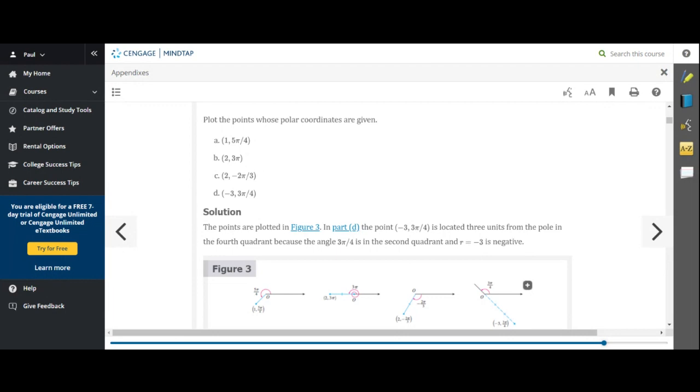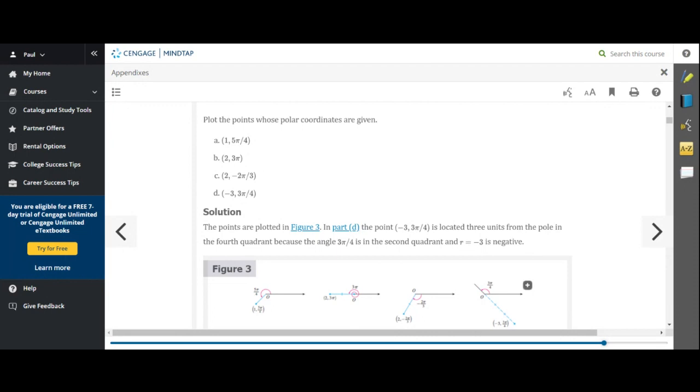Well, let me ask you this. That's right, 225 degrees. That's right, Robin. Thank you. So pi over 4 is 45 degrees, right? So 5 pi over 4 would be 5 times 45 degrees, and that's 225 degrees.